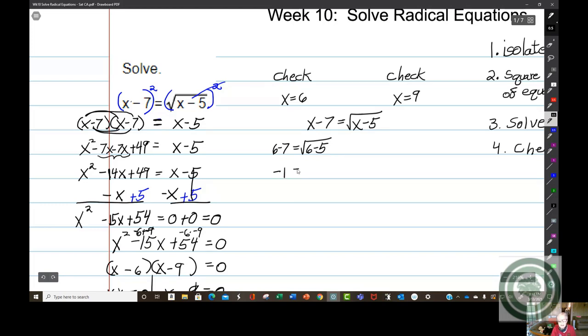So negative 1 equals the square root of negative 1. Oh, that's a positive 1. Never mind. 6 minus 7, negative 1, equals the square root of positive 1, so negative 1 equals 1. That's not true. They're two different numbers. In fact, they're on opposite sides of 0 on the x-axis. So, this is a false answer.